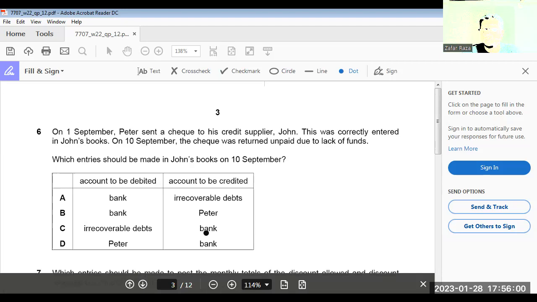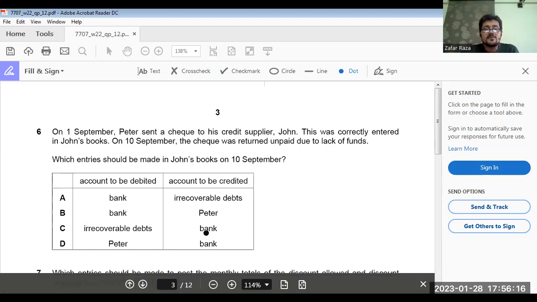On September 1st, Peter sent a check to his credit supplier John. This was correctly entered in John's books. On September 10th, the check was returned unpaid due to lack of funds. Which entry should be made in John's books on 10th September?